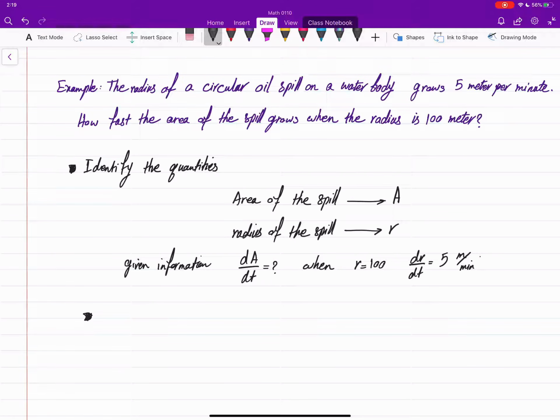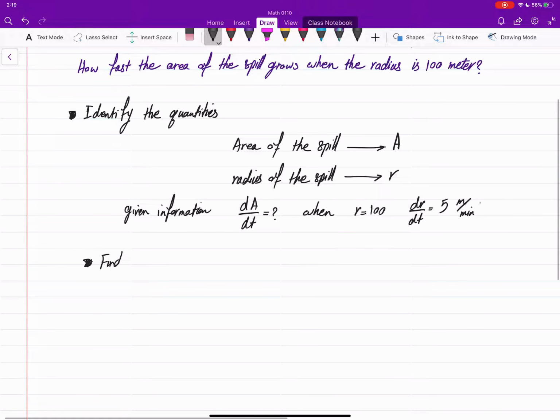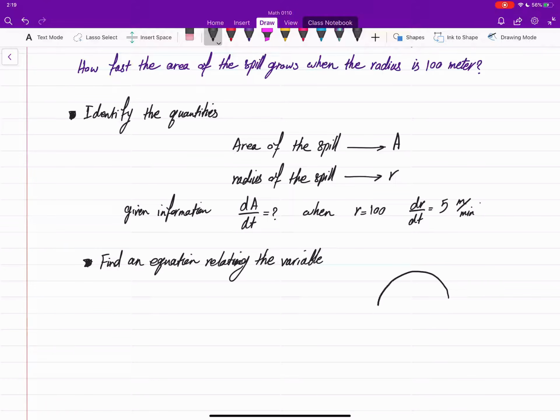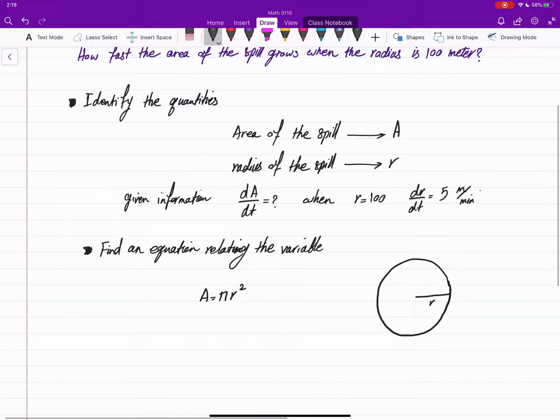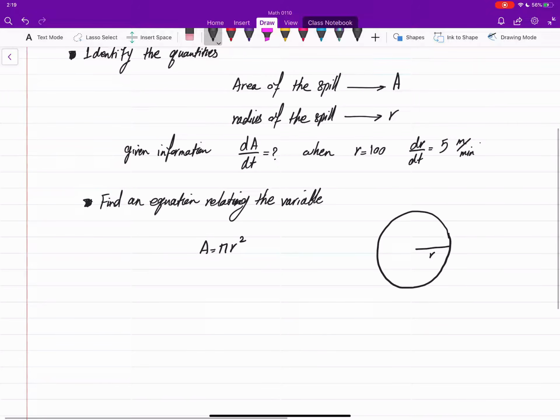Then we go ahead and find an equation. This equation should relate the variables. Here we have a circle with radius r, and we know that the area of a circle is pi r squared. That's the equation. Now you've done that and you see that modeling is done. What is the problem? So, solve.